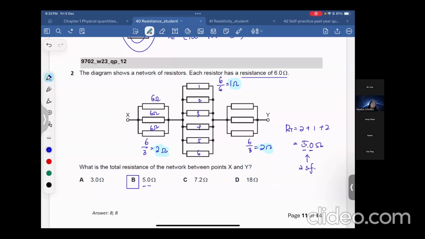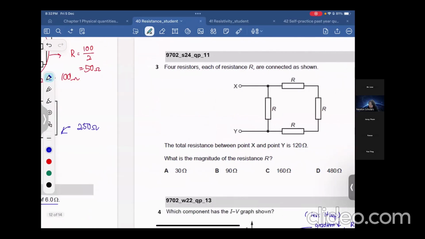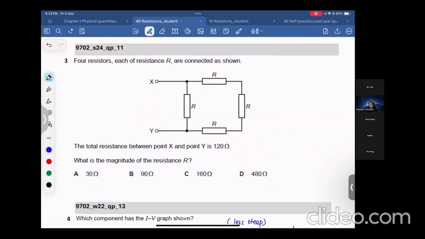Okay, question number 3. Fatima, correct. Okay, number 3. Can you do calculation? The total resistance is 120. What is your resistance R?